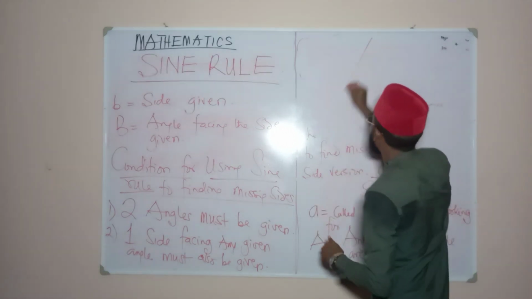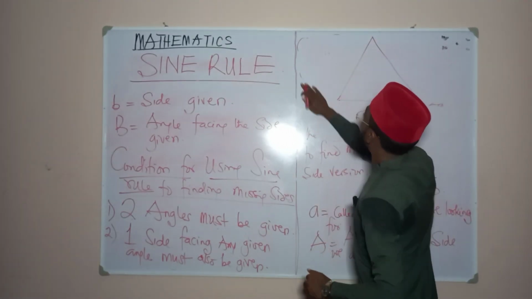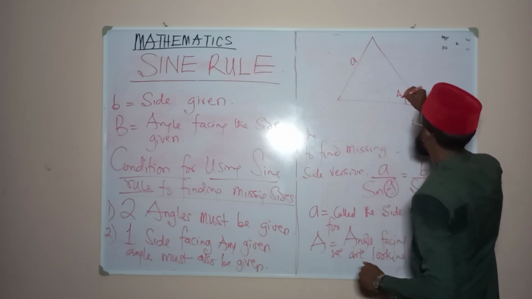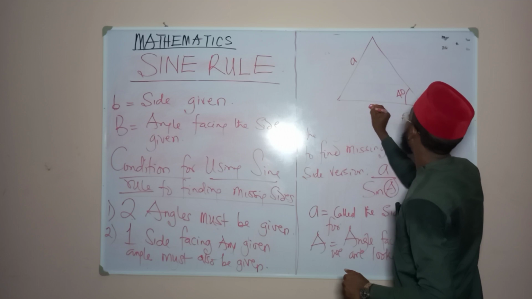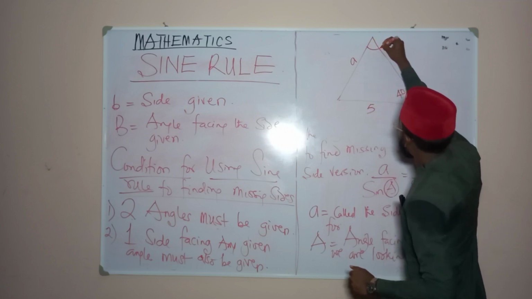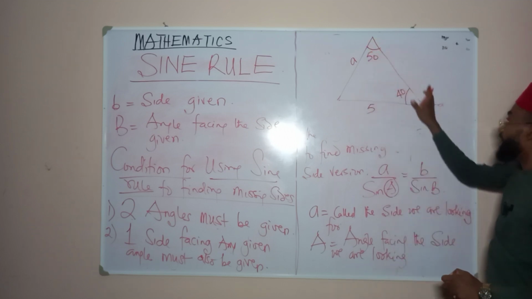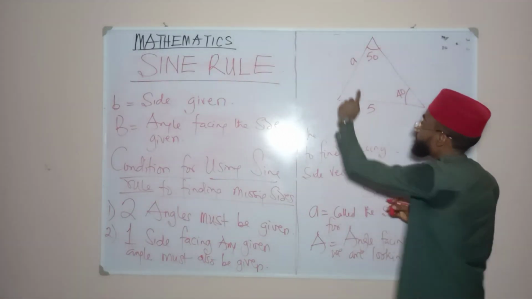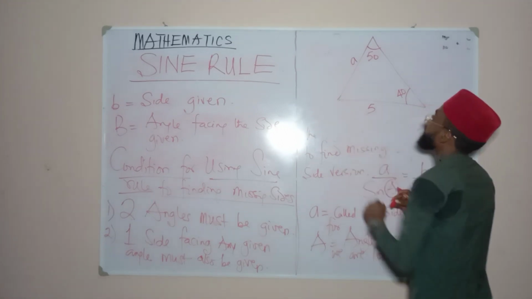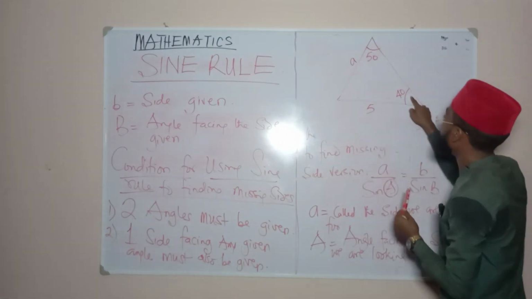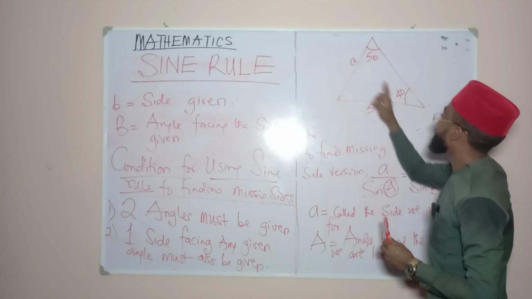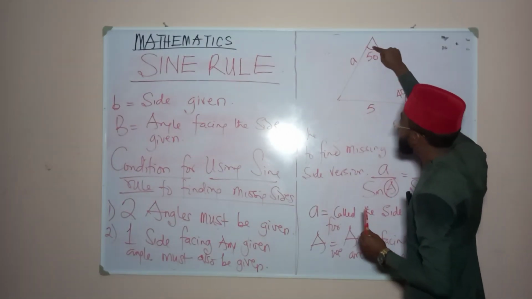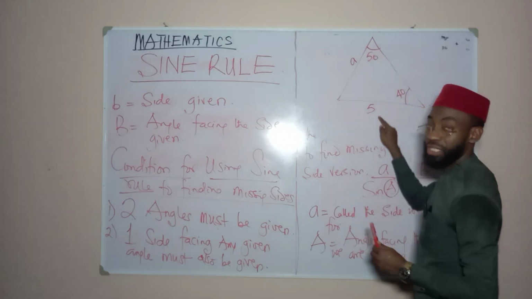So I'm going to draw a triangle, and I will call here a, call here 40, call here 5, and call here 50. Now this is a case in which we are allowed to use the sine rule to find a missing side. Recall what I said: you must be given two angles, and you must be given a side, and that side that is given must be facing one of the angles given.